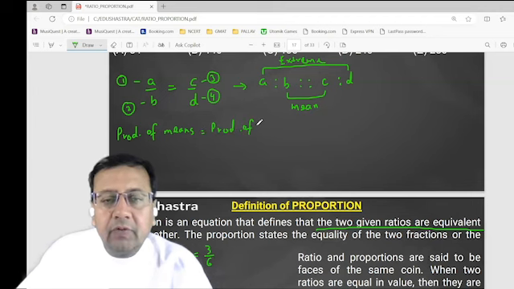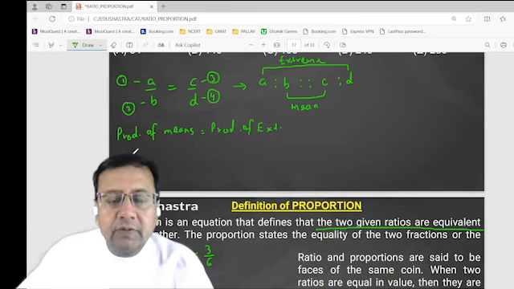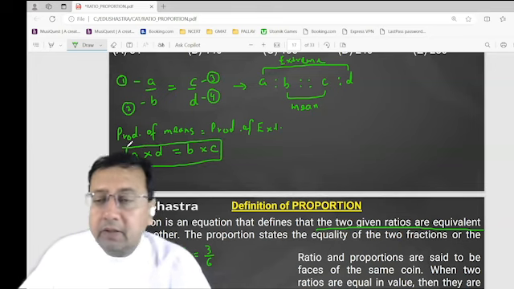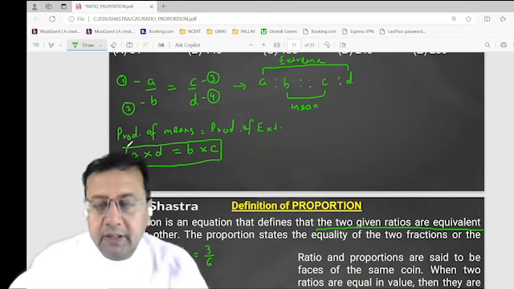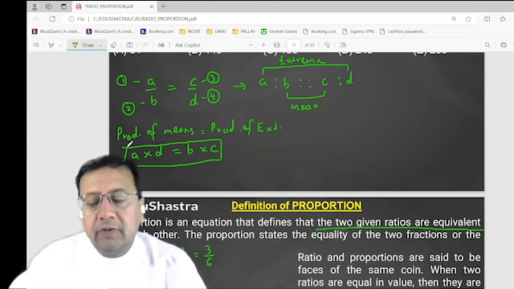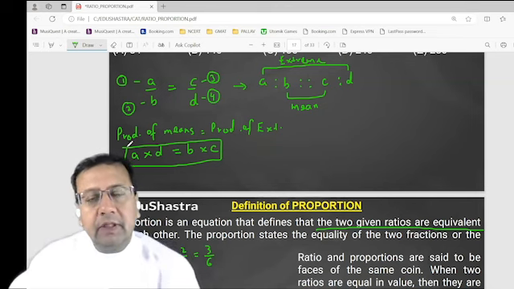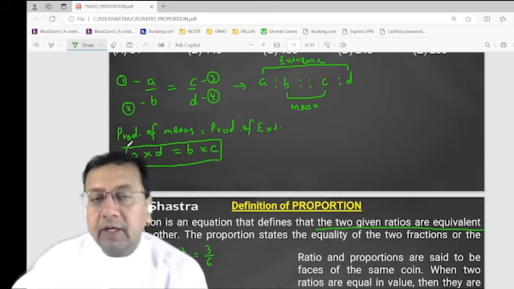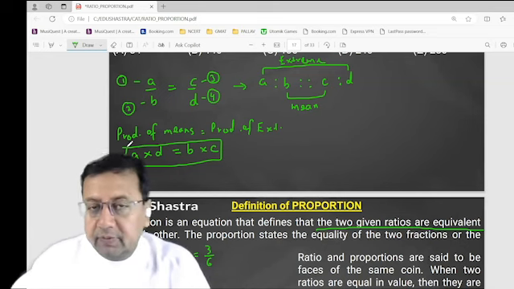Product of extremes, right? So this means A into D is equal to B into C. And this is the property when there are 4 terms A, B, C, D. If there are 4 terms, this is the property which is there for finding the proportion.